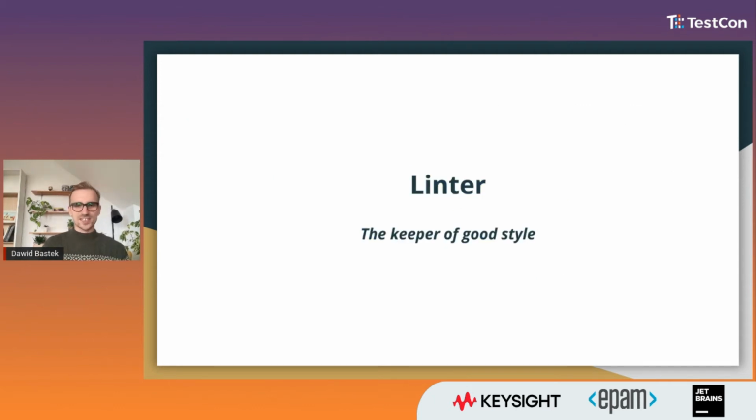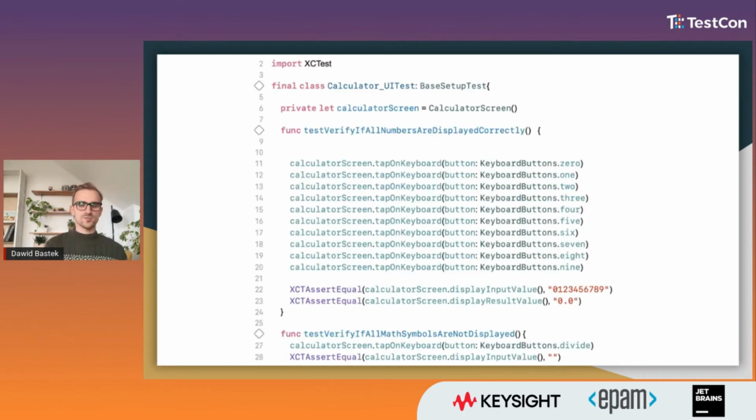Okay, the next tool which I want to talk about is a linter. A linter is a tool for keeping your code clean by static analysis and looking for some issues inside the code. And how does it look in practice? This is an example of a UI test from iOS written in Swift. And at first look, there are probably no problems, no issues. Probably you didn't spot anything.